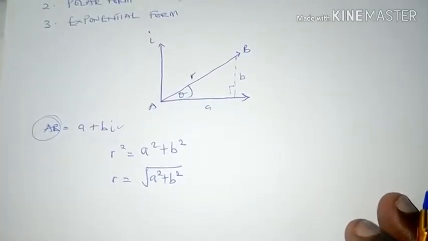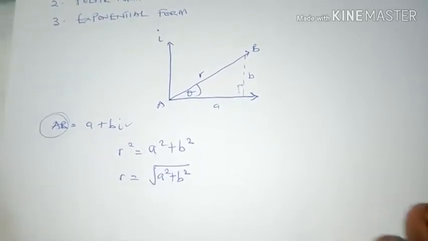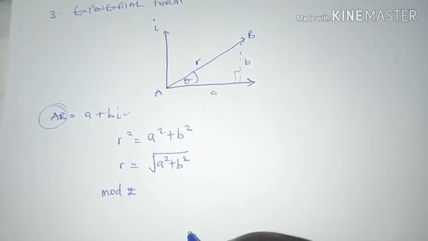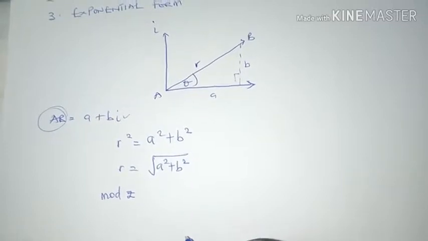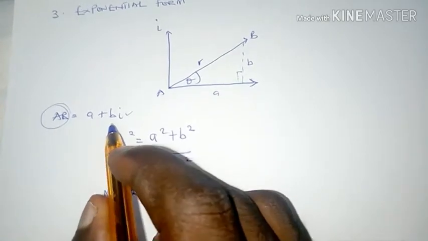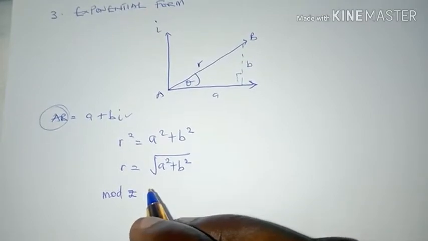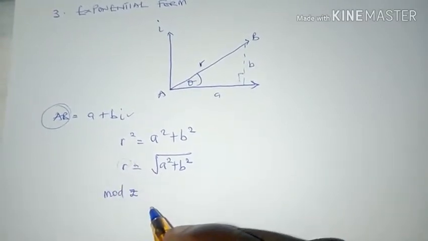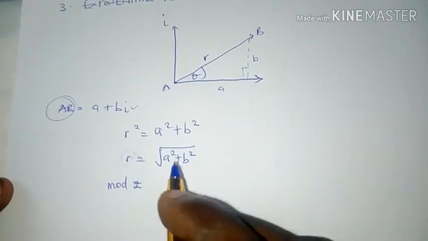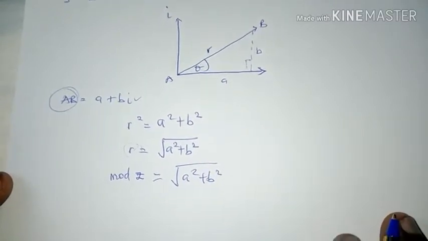Alright, now r is what we call the modulus. In some, if you see them represented by mod z. So whenever you are asked to find mod z, maybe you are given a complex number in the form of a plus bi, and you are asked to find mod z, then they are actually talking about finding the r, which is the length of this complex number you see here. And so mod z becomes the square root of a squared plus b squared. It's as simple as that.